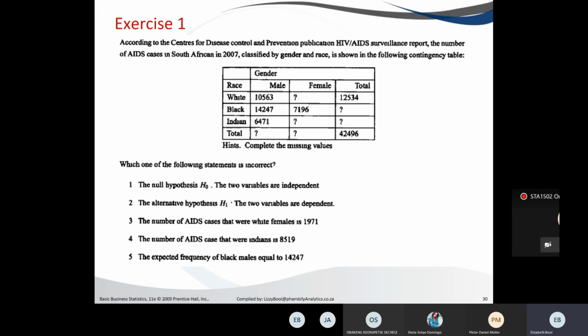Please calculate the expected value for the whole table, because that will take more time and we need to do other exercises. Let's only calculate the expected value for this. We know that the expected value is your row total multiplied by the column total, divided by the grand total. Once you have that, you will have the answer.